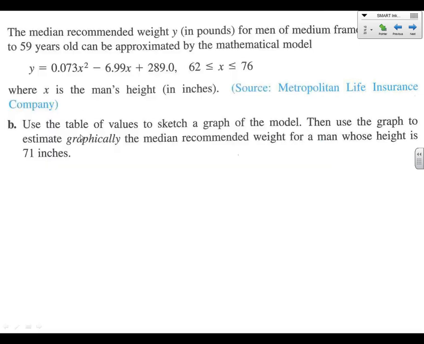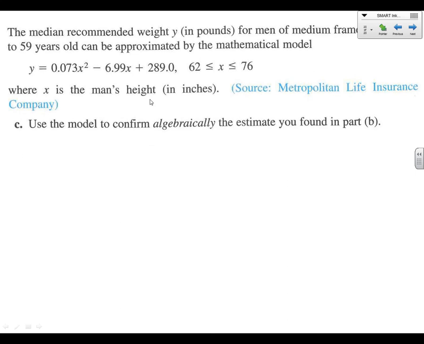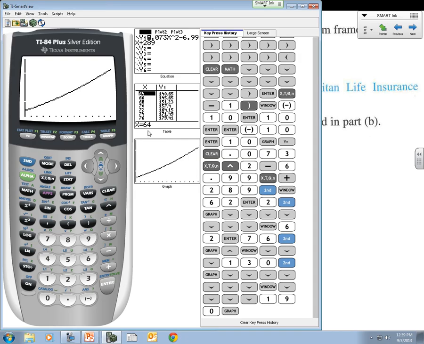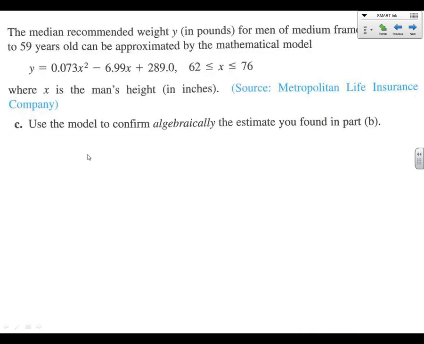All right, and so lastly, use the model to confirm algebraically the estimate you found in part B. Well, we already have that, and it's confirmed for us. So you guys can plug that in. So C's kind of, we've already taken care of it.